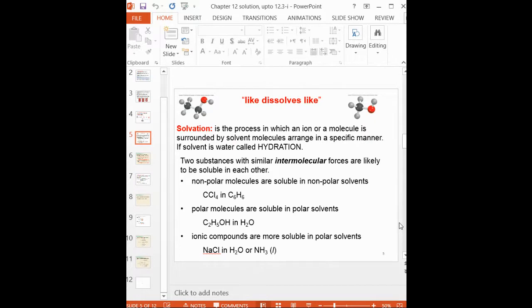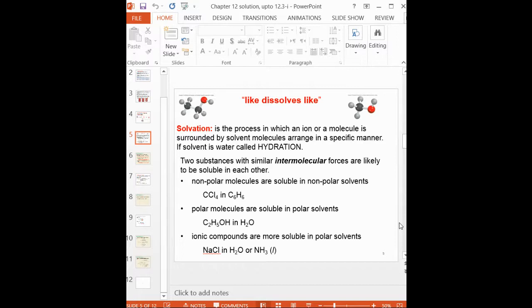Solvation is the process in which an ion or molecule is surrounded by solvent molecules arranged in a specific manner. If the solvent is water, this is the name of the process in which you dissolve sodium chloride or sugar into the water. This process is known as solvation or hydration, right? If the solvent is water, it is known as hydration. If the solvent is any organic solvent, it is known as solvation. So that is the difference between solvation and hydration.